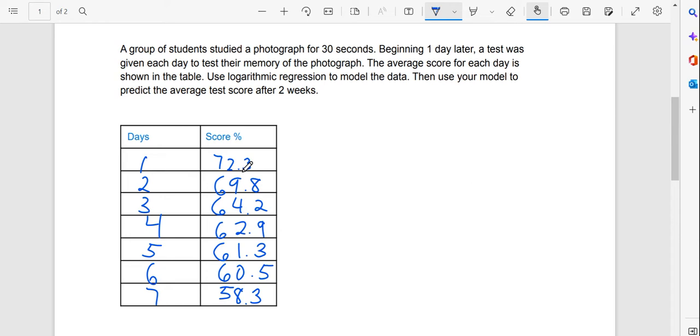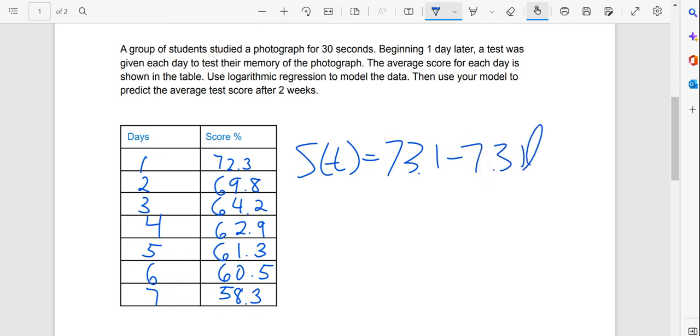Anywho, so you type these in, L1, L2, respectively, and what are you going to get? You're going to get the function S of t equals 73.1 minus 7.31 ln of t. So then after 2 weeks, that's 14 days. Be careful you don't plug in 2. You'd get the wrong answer. You'd be like, what? That doesn't make sense. So remember, this is in days. Make sure you're reading the problem to be able to figure that out. So it's after 2 weeks, so you're going to put 14 in for t. When you put 14 in for t, you're going to get 53.8%.